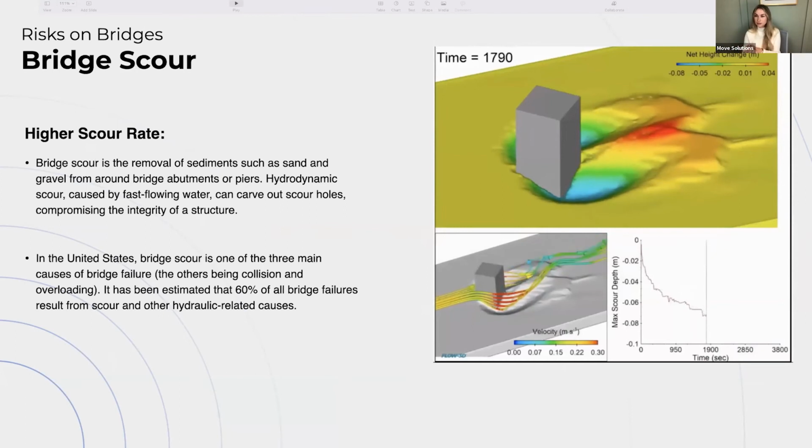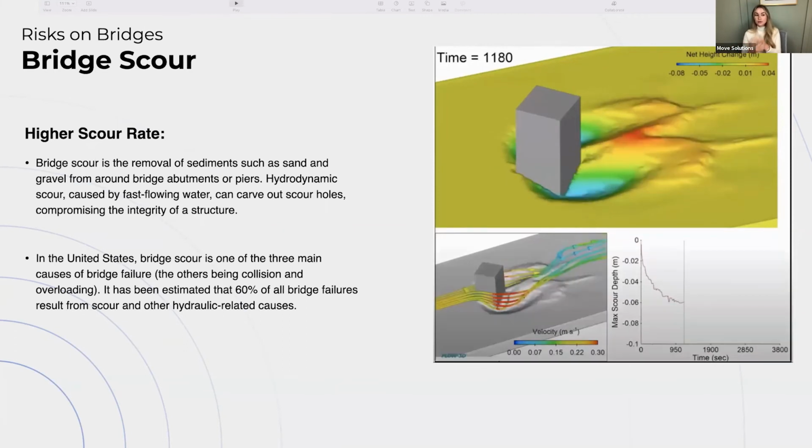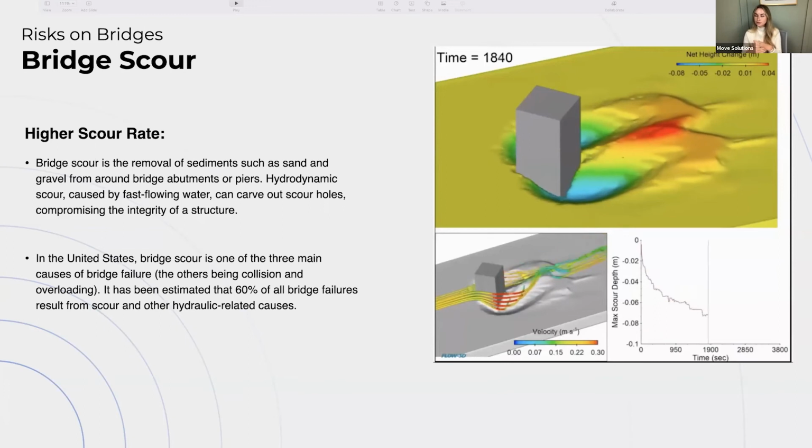And I'm specifically talking about hydrodynamic scour, and that's caused by fast flowing water that's carving out these scour holes. In the United States particularly, this is one of the three main causes of bridge failure, and it's something that's really, really difficult to monitor for.